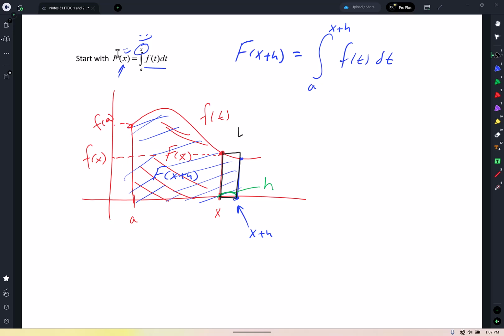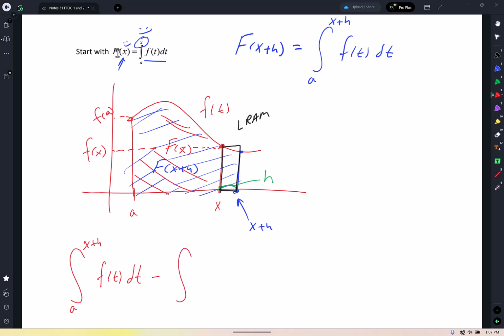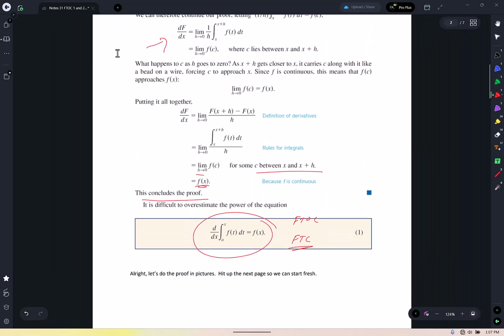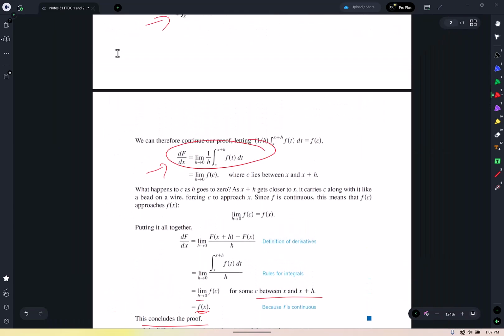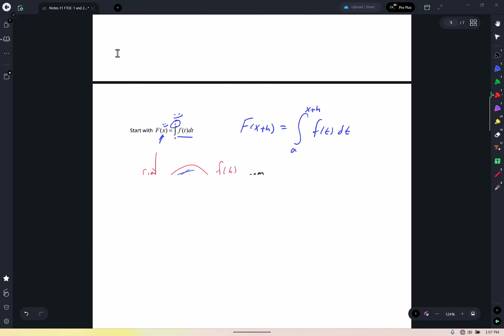I'm going to use LRAM. Notice I'm using LRAM. So that's exactly what I'm going to do. I'm going to take the area in blue. So the area in blue is the area from a to x plus h of f of t dt. And I'm going to subtract the area in red from a to x of f of t dt. And I'm going to have the area from x to x plus h of f of t dt. Let me make sure that I am following along with the proof here. Yeah, I'm right here at that moment. I haven't used the lower limit yet though. Okay.